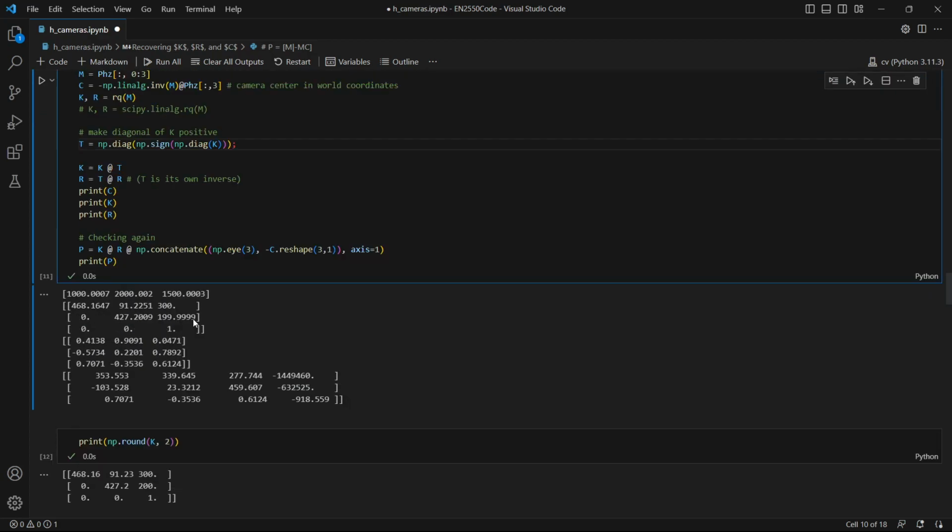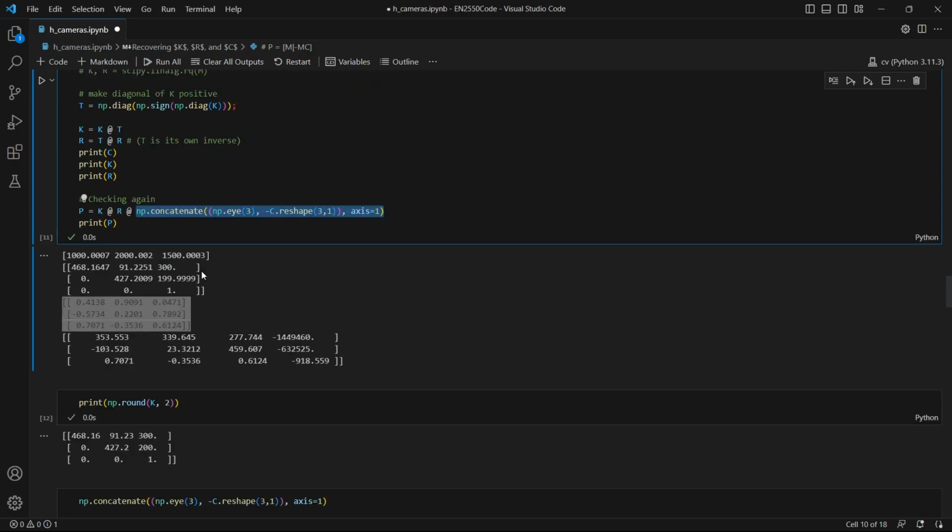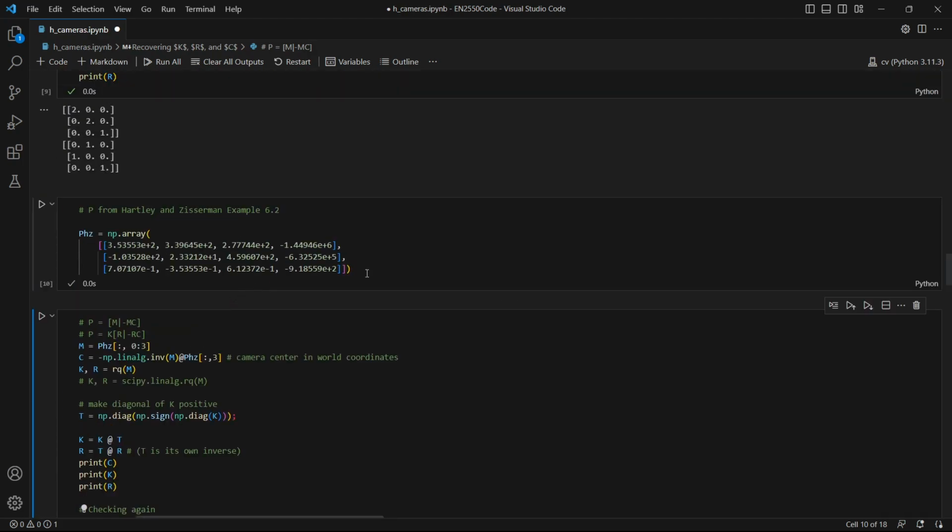So this is C, the camera center, K and R. Then once again, by multiplying K, R and C, we can obtain the original camera matrix. That is exactly this.